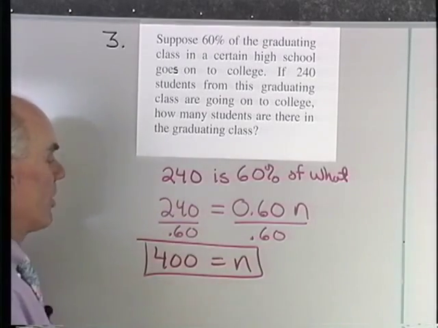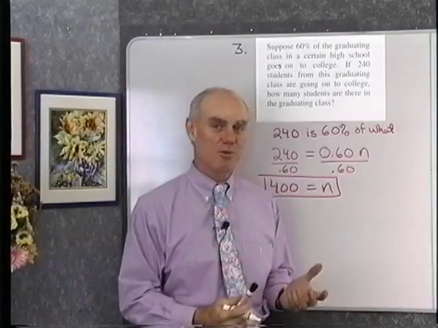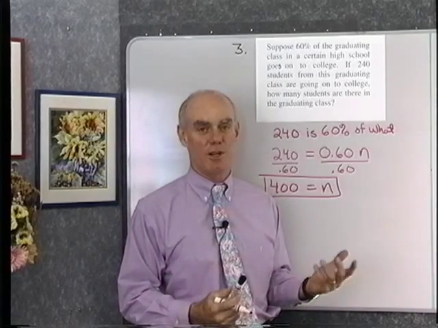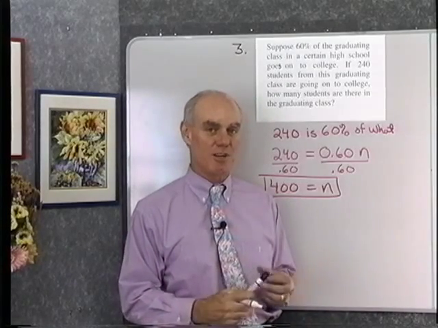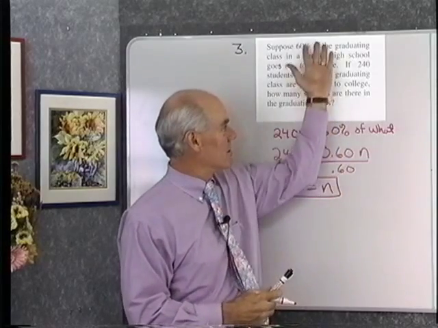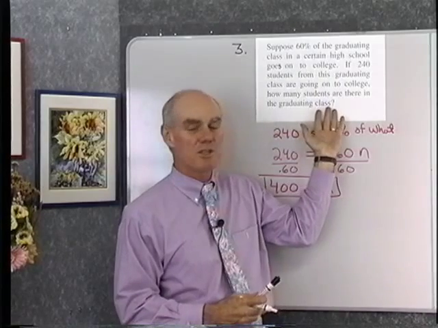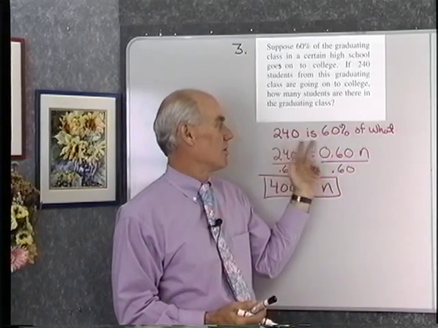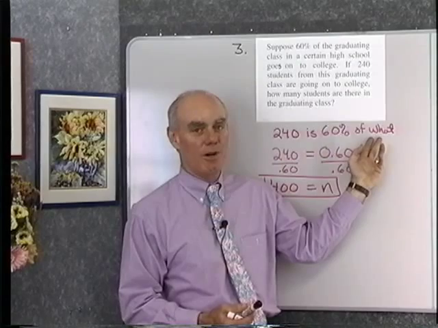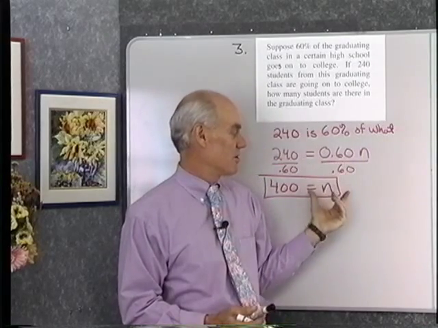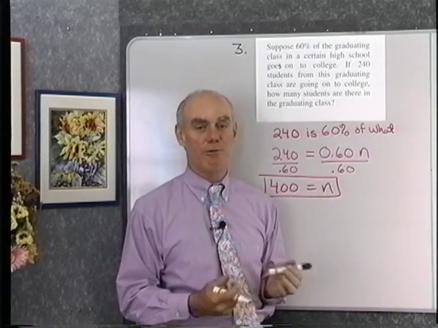So there must be 400 students graduating in the school if 240 of them go on to college, and 240 is 60% of the graduating class. So this is a kind of a long application problem, but after you read it through a couple of times, you'll see the question that's being asked is this: 240 is 60% of what number? So I translate that into an equation, solve the equation, I have the answer to my problem, 400 students.